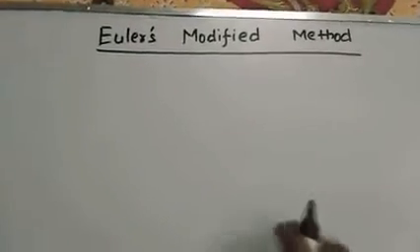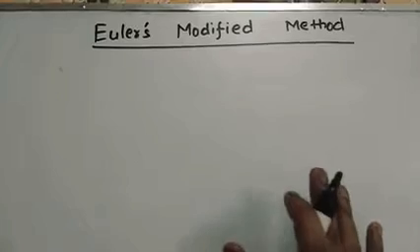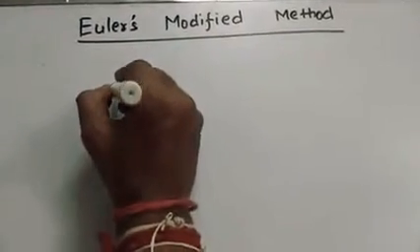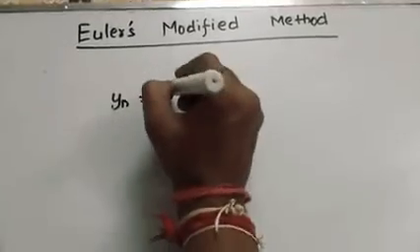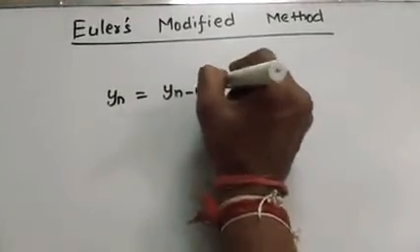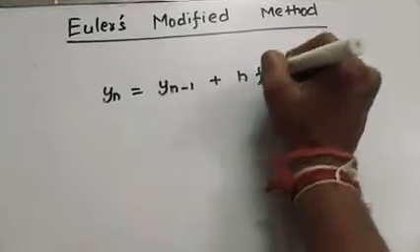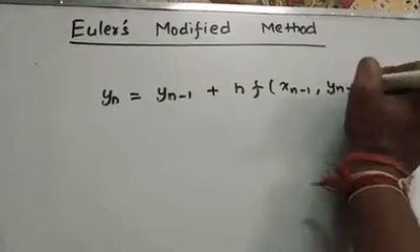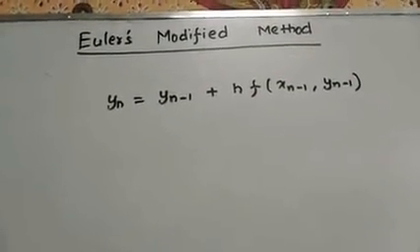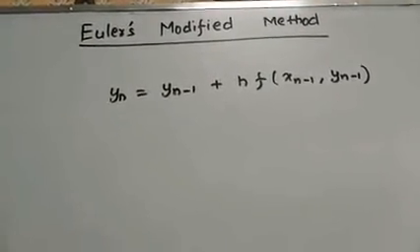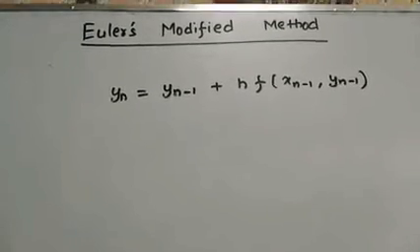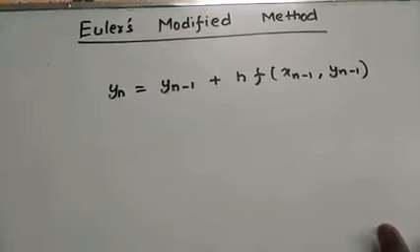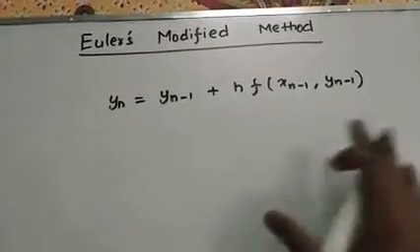The first thing is the Euler method formula that we learned in the last class. The formula was yn equals yn minus 1 plus h f of xn minus 1 comma yn minus 1. This was the formula we covered in the topic of Euler method. Now in the case of Euler modified method, we will start with this particular formula.